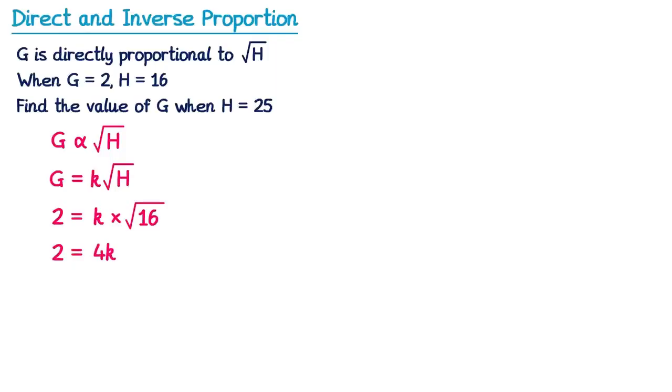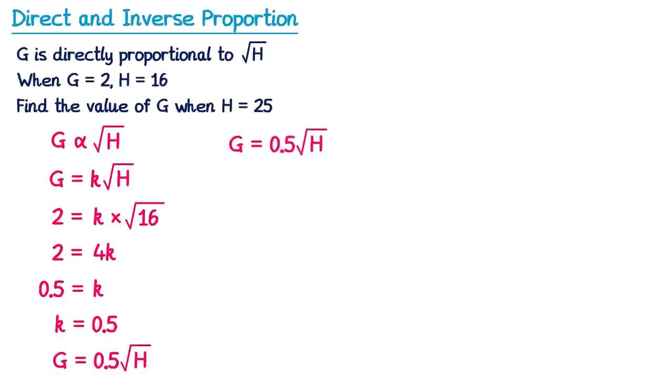Now we can find the value of k by dividing both sides by 4. If you do 2 divided by 4, it's 0.5. If you divide 4k by 4, you get 1k. So the value of k is 0.5. So let's go back to this line here and write that out once more, but replace the value of k with 0.5. So g is equal to 0.5 square root h. Now that we've formed this equation, we're ready to answer the question.